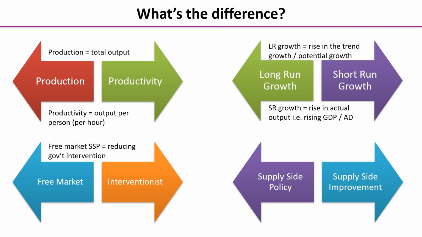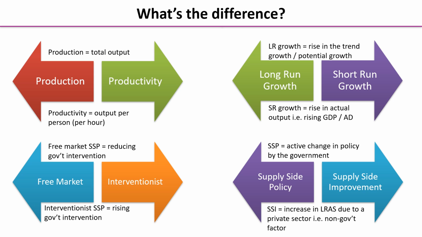Bottom left. Free market policies are all about reducing government intervention, whereas with interventionist ones you will be increasing it. Bottom right, supply side policies. These are the actions, these are the things that the government is doing, whereas the supply side improvement, I always think about this as being the consequence. This is what's actually happening, what's actually changing.